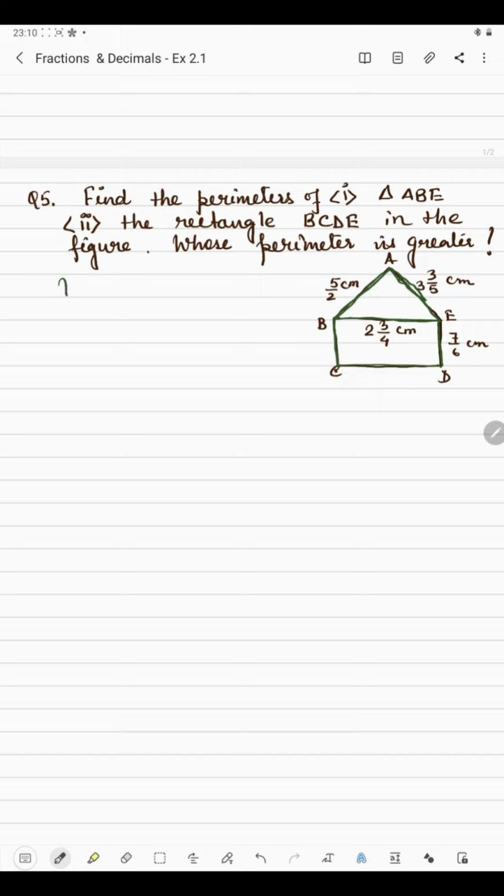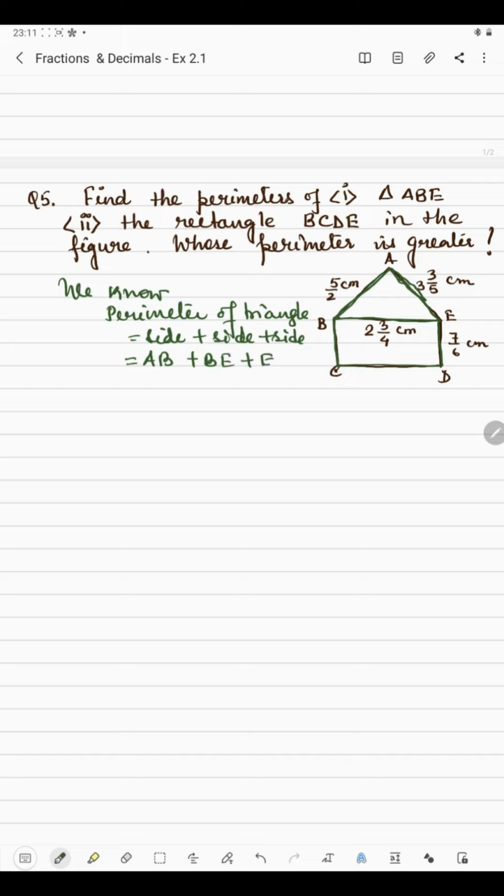Now we know that perimeter of a triangle is side plus side plus side. Means if you add all the sides of a triangle, then we can get the perimeter. So we know that perimeter of a triangle is side plus side plus side. Now here the sides are AB, BE and EA.